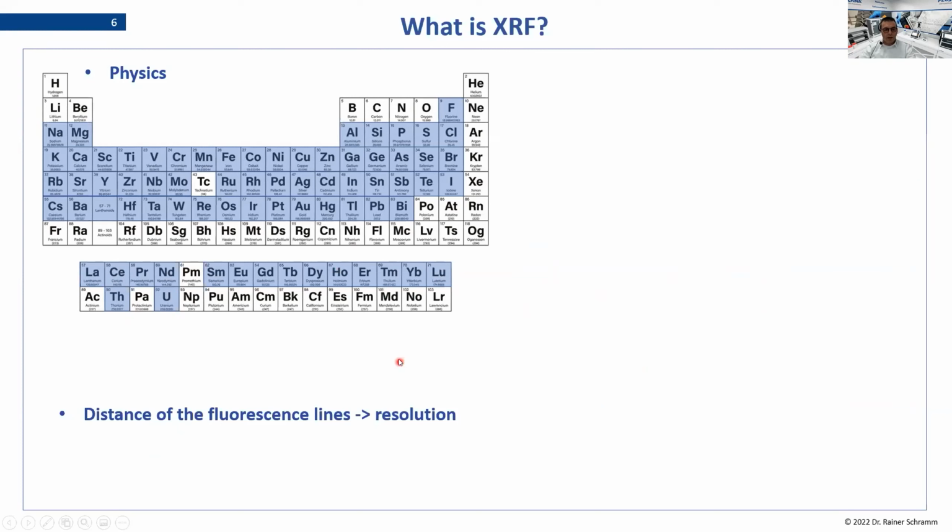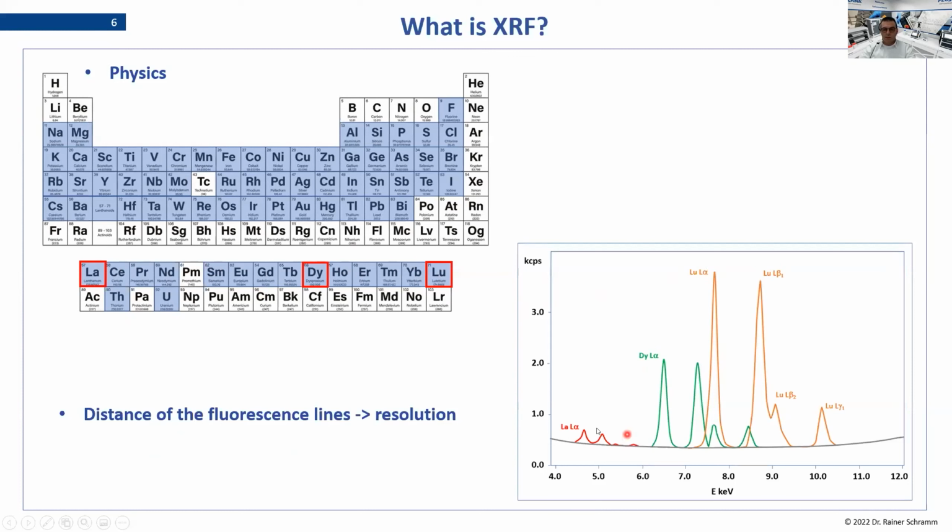The second effect we have to look at is the resolution. If we have 3 different elements, also with increasing atomic number, we will see that, for example, if we look at the L lines, like lanthanum L alpha, L beta, the distance is just increasing with increasing atomic number. That means the resolution is getting better.